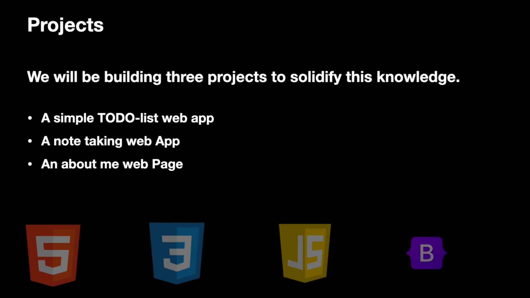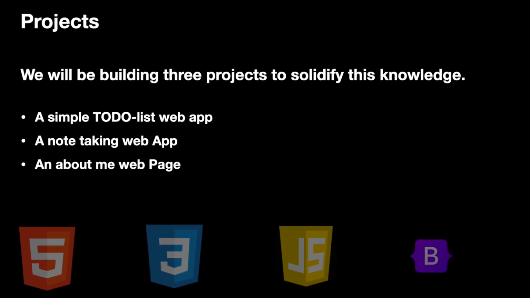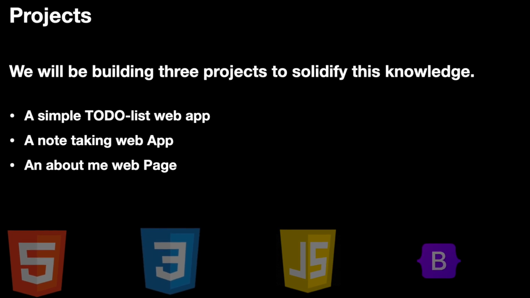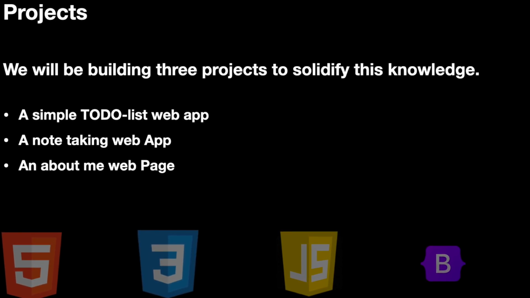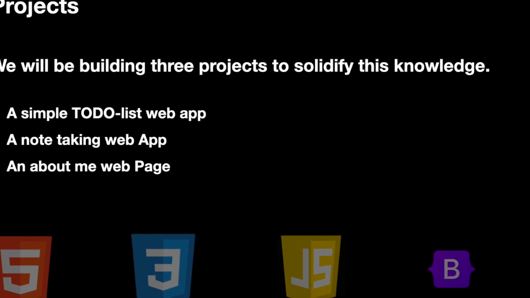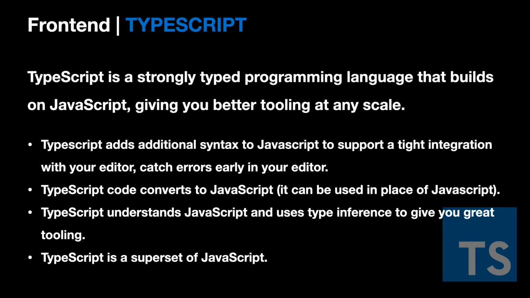So to solidify this knowledge, we are going to be building 3 sample projects: a simple to-do list web app, a note-taking web app, and an About Me web page. If you want to know more about the About Me web page, you can go to about.me, something like that we are going to be building.